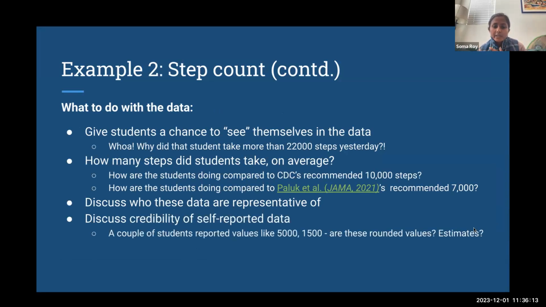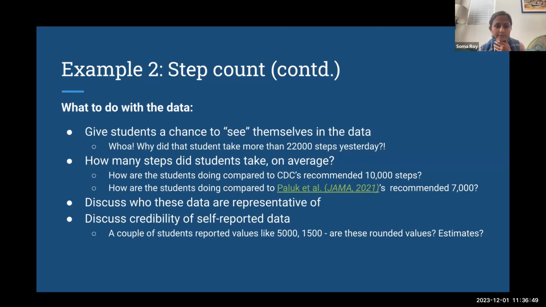We can discuss the credibility of self-reported data. A couple of students reported values like 5,000 and 1,500. Are these rounded values? Did you actually take exactly 5,000 steps, or did you just round it up? Are you estimating it? Did you have a counter, or you thought it sounds good to say 5,000? We talk about those kinds of things without calling on people. I actually anonymize the data before I share it with the students, so they can look at themselves in the data, but they don't have to let other people know that they are that data point.